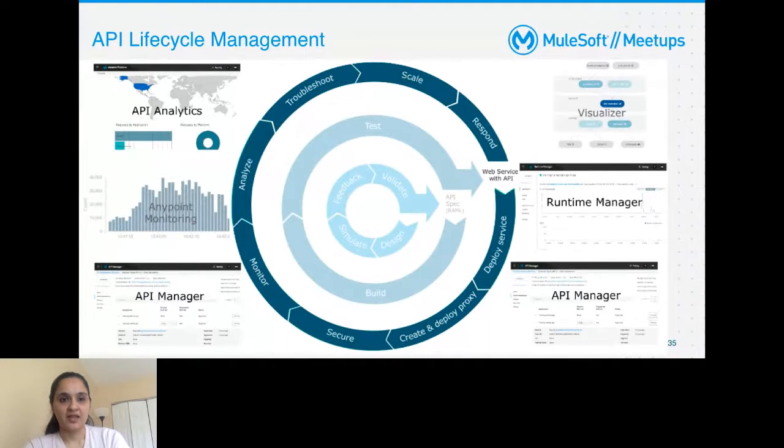Go ahead. Yeah, so let's see the API. MuleSoft Anypoint Platform is a one-stop solution where you can manage the complete API lifecycle.